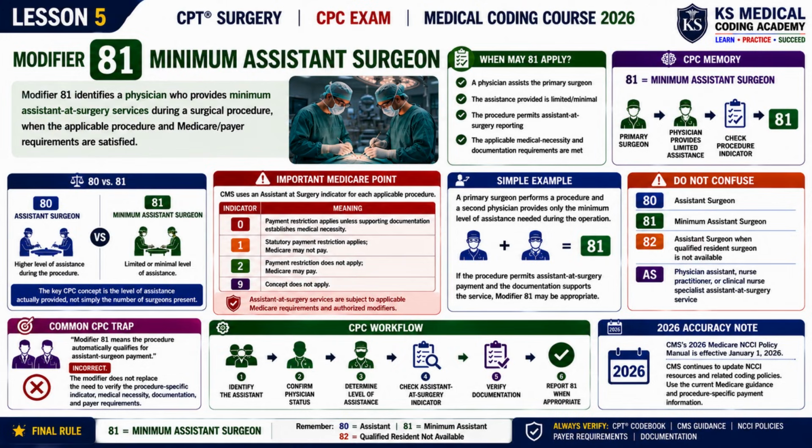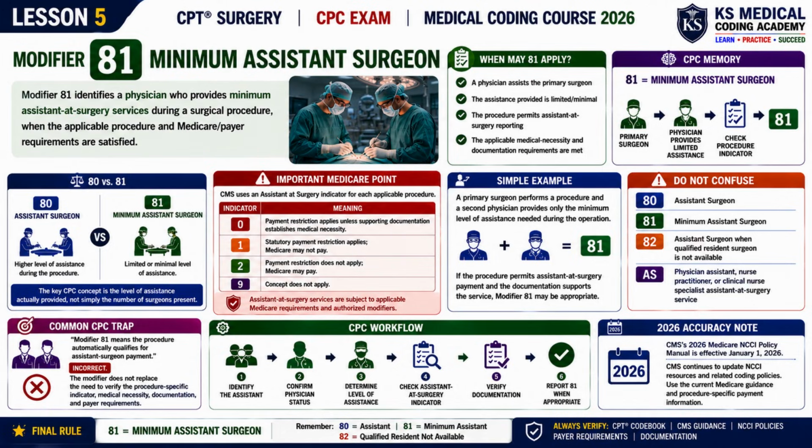Now let's focus on modifier 81, minimum assistant surgeon. Modifier 81 identifies a physician who provides minimum or limited assistance during a surgical procedure, when the applicable procedure and Medicare or payer requirements are satisfied. The key memory is 81 equals minimum assistant surgeon. Think of the situation this way: the primary surgeon performs the procedure, while another physician provides only the minimum level of assistance needed during the operation.